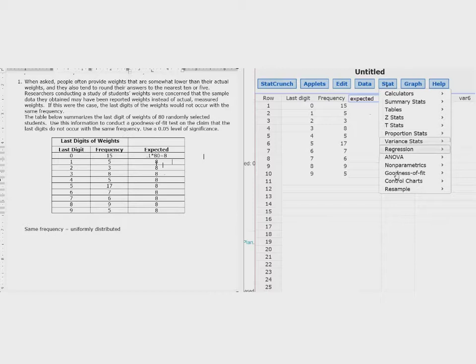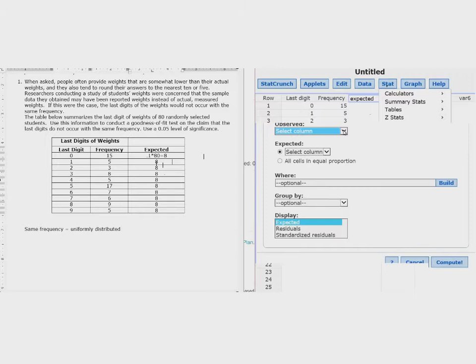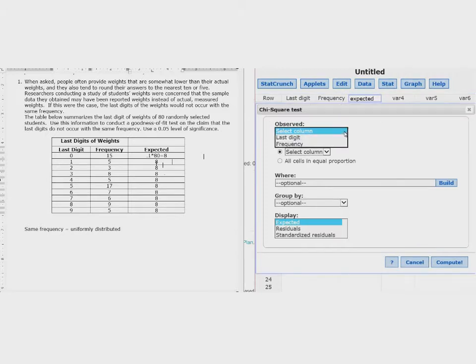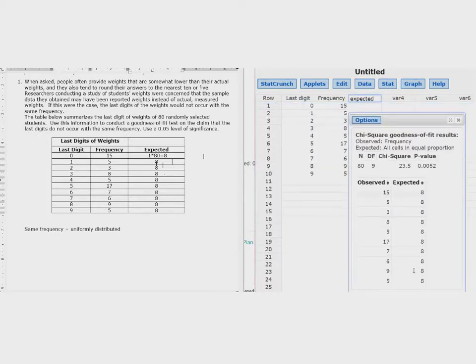So if we go to Stat, Goodness-of-fit, and chi-square test, then it wants to know where our observed values are. So that would be the frequency column. And then here's where we can tell it we expect all cells to be in equal proportion. So there's the shortcut for that one. And then we would just do compute, and it will actually give you what those expected values are.